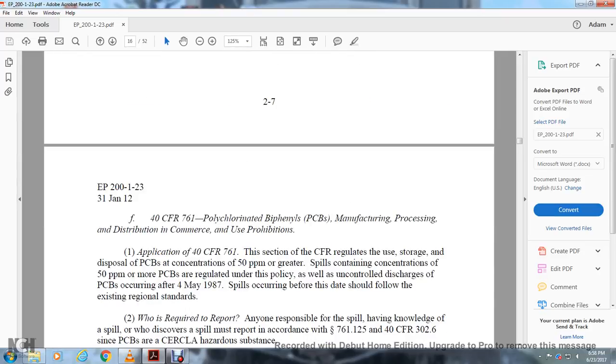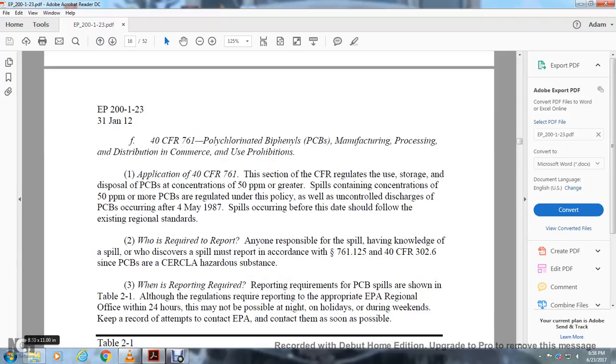All right, F. Title 40 CFR 761, polychlorinated biphenyls: manufacturing, processing, distribution in commerce, and use prohibitions. This part of the CFR regulates the use of polychlorinated biphenyls at concentrations of 50 parts per million or greater. Spills containing a concentration of 50 parts per million or more of PCBs are regulated under this policy, including uncontrolled discharges of PCBs occurring after May 4th, 1987. Spills occurring before that date shall follow existing regional standards.